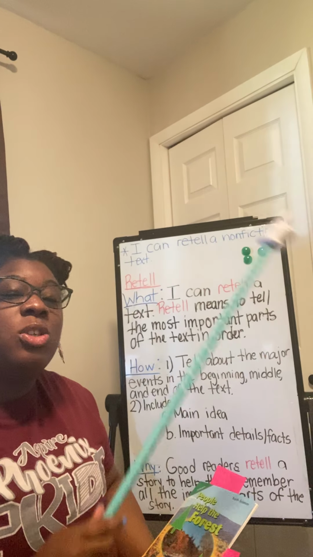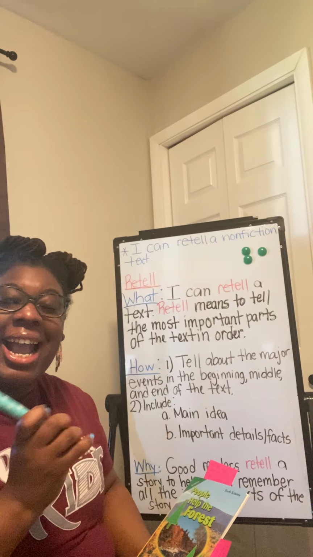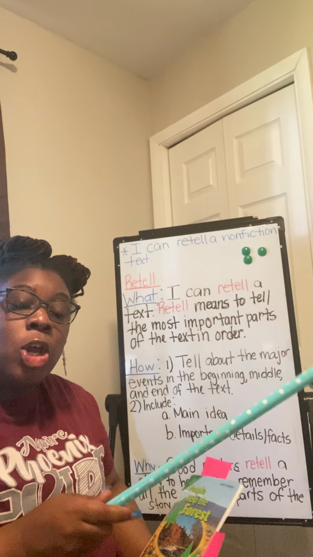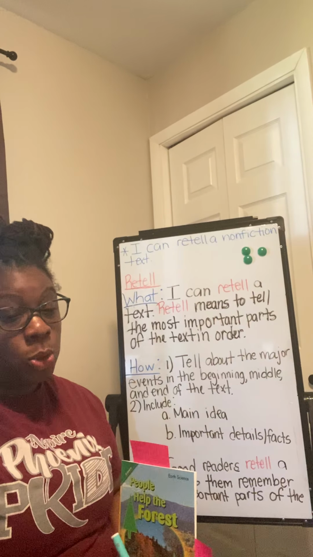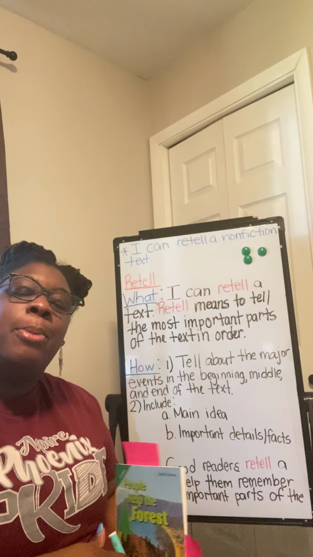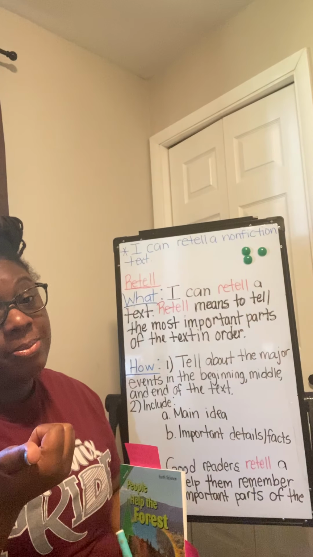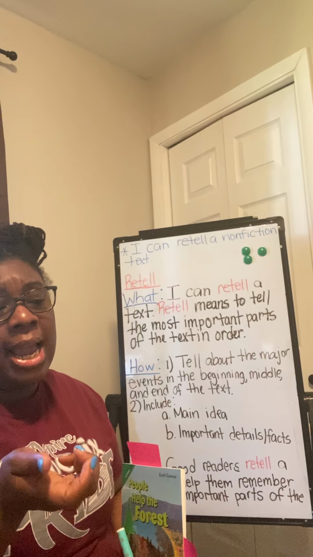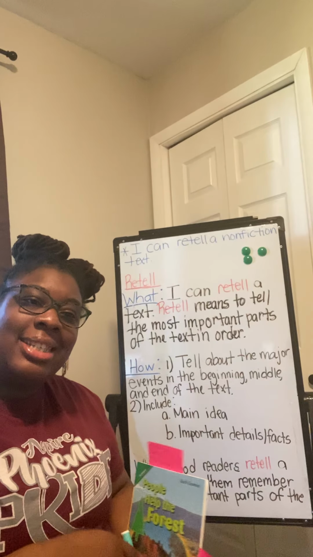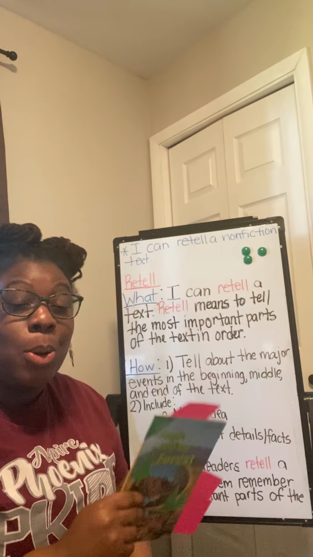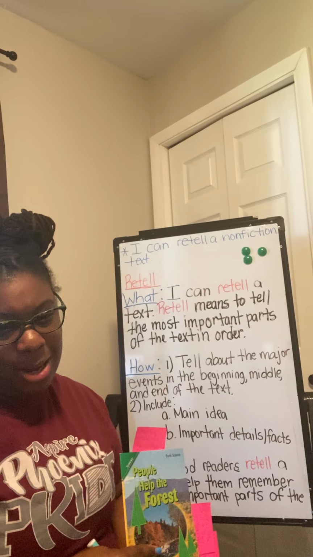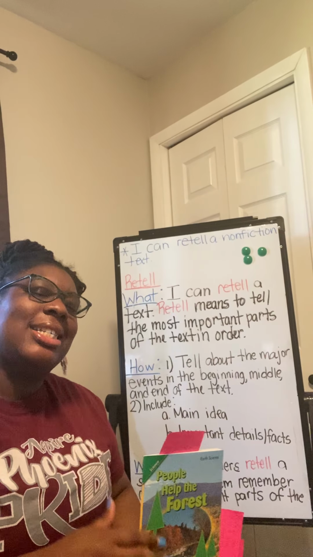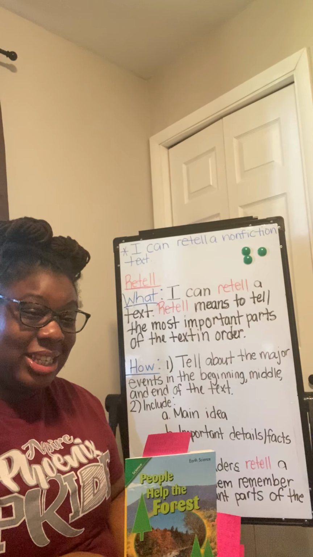You can retell a story by the beginning, middle, and ending. And then you think about the main idea, which is what the story is mostly about, and then important details such as characters, which are the animals and people in the story. How about the setting? Our setting for today's book was the forest, and we talked about animals. These are all the things that we're going to be working on for retell this week.